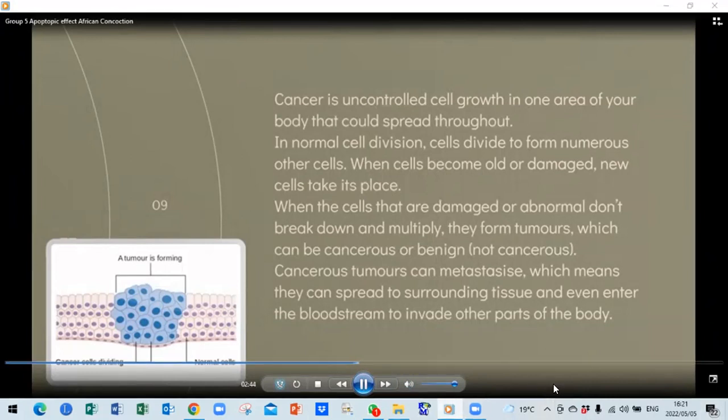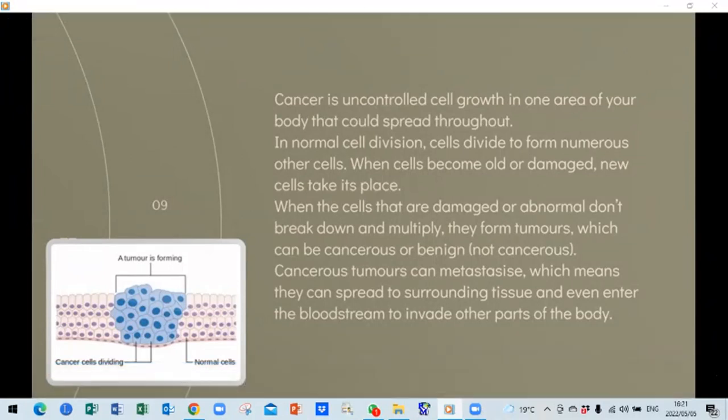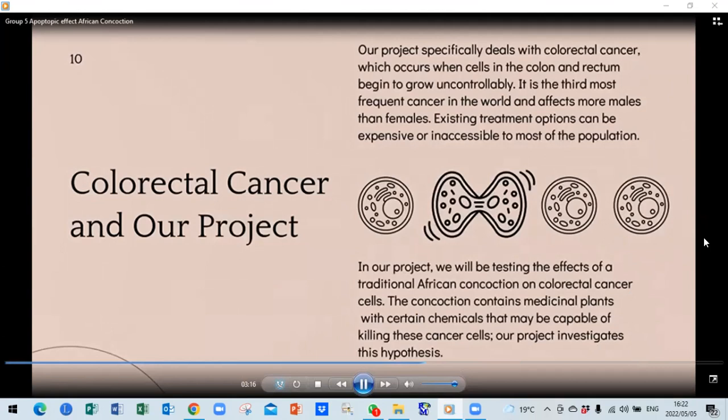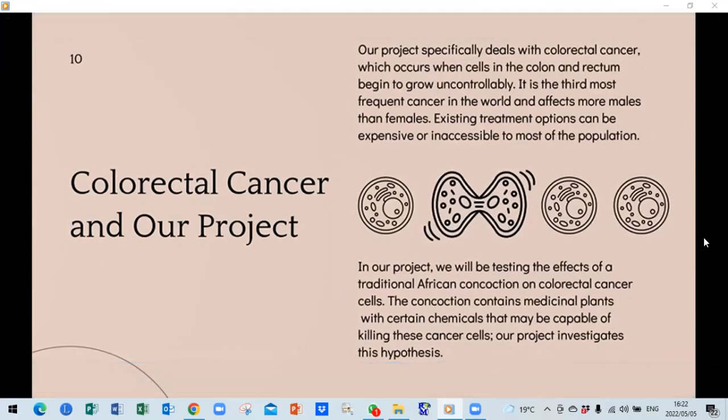Yes, thank you. It is therefore important to discover new therapeutic strategies to help reduce this number, decrease mortality, and help cure diagnosed patients with this disease without the harmful side effects of our current treatment program, which either includes radiation, chemotherapy, or surgery. Our project specifically deals with colorectal cancer, which occurs when cells in the colon and rectum begin to grow uncontrollably. It is the third most frequent cancer in the world and affects more males than females. Risk factors include high tobacco or alcohol use, a diet low in fruits and vegetables or heavy in processed meats, a lack of physical exercise, and a high body mass index.